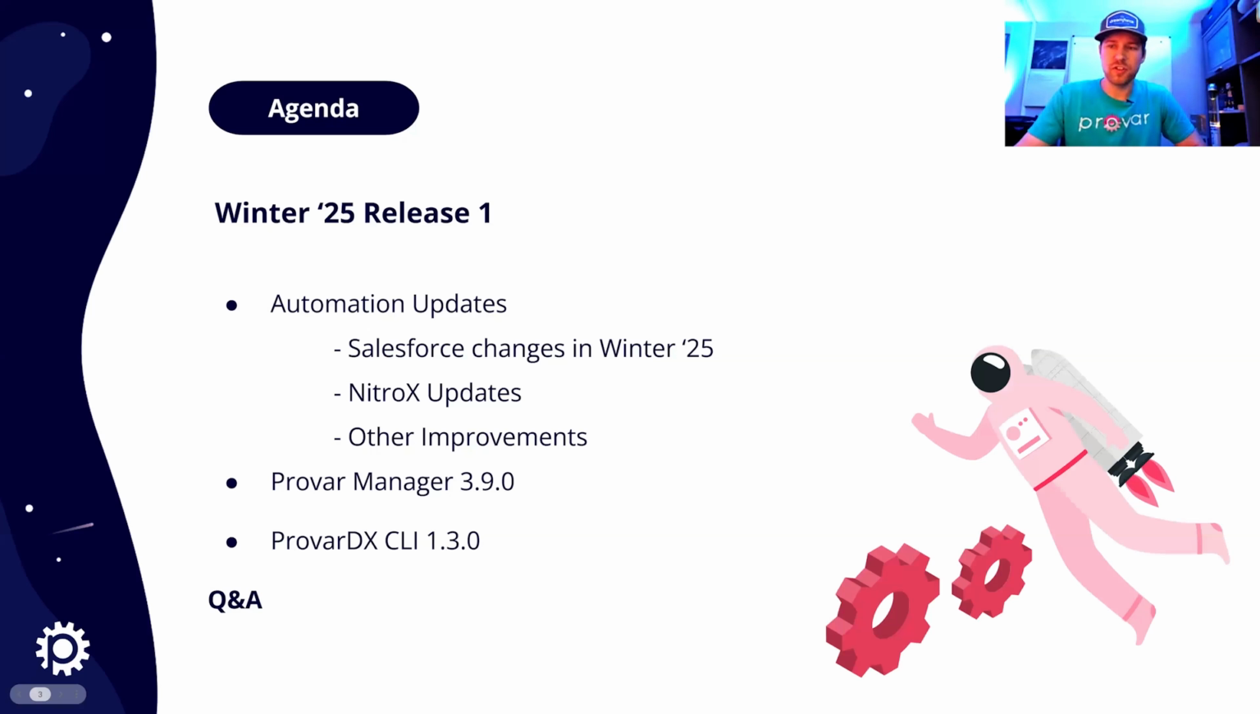As far as our agenda today, we'll kick things off with automation. We'll be going over some of our changes for the Salesforce Winter 25 update, as well as NitroX updates and some other improvements that we'd like to share with you all. Then we'll get into some new updates for the Provar Manager 3.9.0 release. Lastly, we'll close things out with our Provar DX CLI updates and the new version of Provar DX that is now currently available. And as always, we'll have a Q&A.